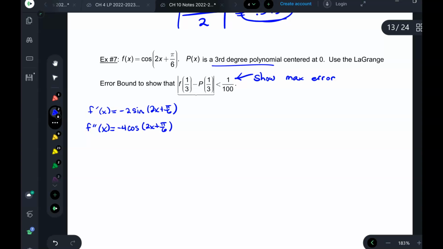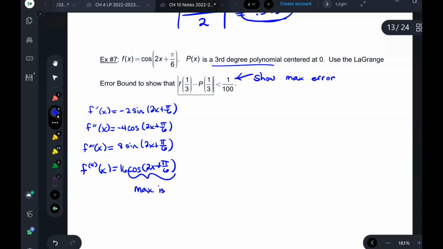I don't actually have to plug anything in because all I need to get is my fourth derivative. Third is going to be 8 sine 2x plus pi over 6, and 16 cosine. Okay, now all of this, what's the maximum that cosine could be? 1. So just keep that in mind.